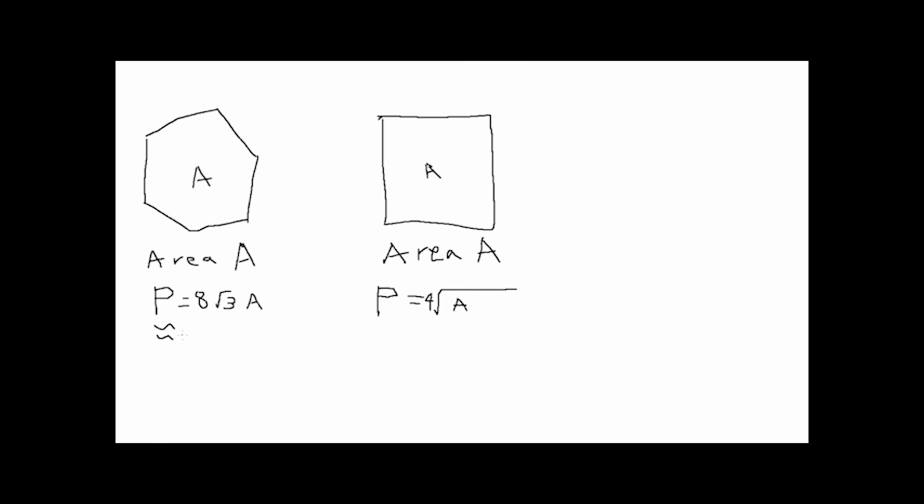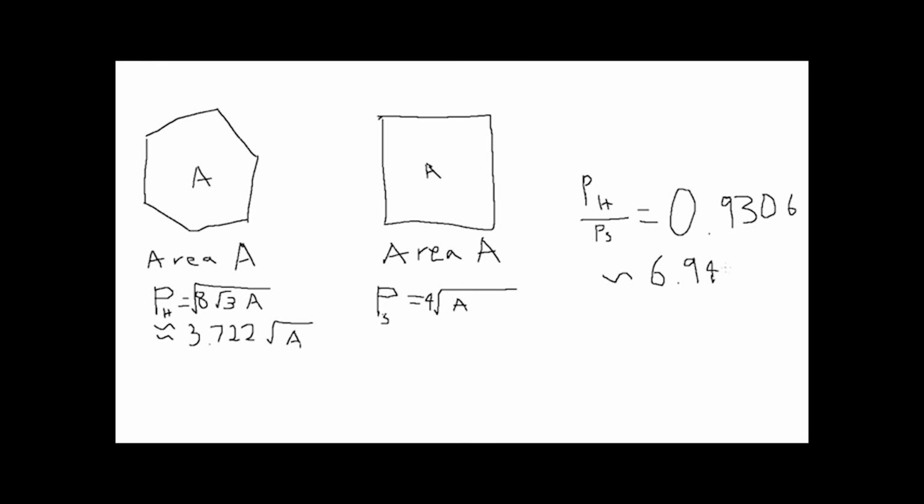And for a regular hexagon, meaning all the edges and angles are equivalent, it would be approximately 3.722 times the square root of the area, which you can derive however you want to derive. What we can do is take the ratio, and so this will be around a 6.94% boundary saving.